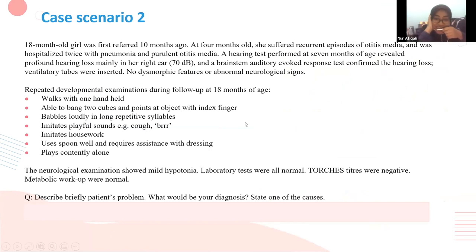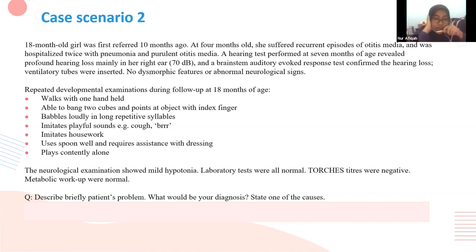Okay, this is my case. An 18-month-old girl, first referred 10 months ago. At 4 months, she suffered recurrent episodes of otitis media, hospitalized twice with pneumonia and purulent otitis media. A hearing test performed at 7 months of age revealed profound hearing loss, mainly in her right ear, and brainstem auditory evoked response test confirmed the hearing loss, and ventilation tubes were inserted, but the patient had no dysmorphic features or abnormal neurological signs.